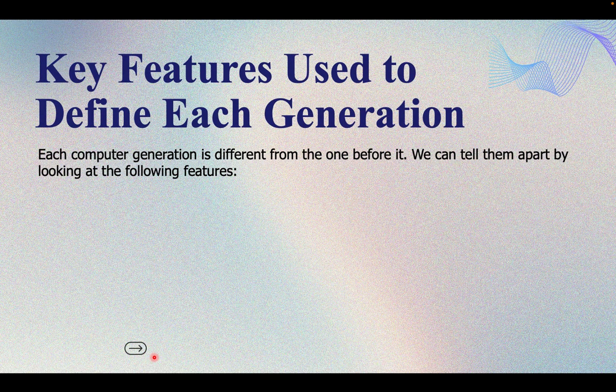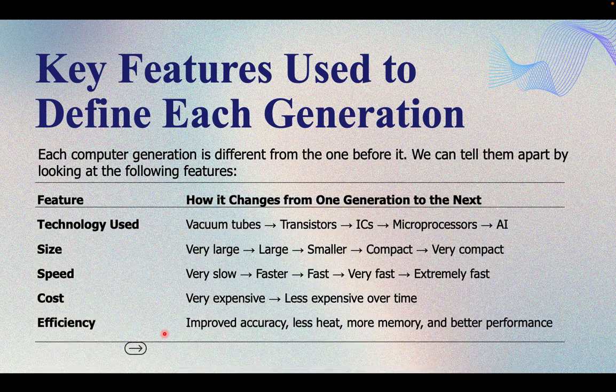Now let's look at the key features used to define each generation. There are some key features that are used to define each generation. So one generation is different from the other. What sets them apart? So we can talk about technology used. Each generation talks about a specific technology used. We will talk about them one after the other. We'll talk about the vacuum tubes, the transistors, the ICs, the microprocessors, and now we have artificial intelligence. So those are some of the basic changes that have occurred as far as technology used is concerned.